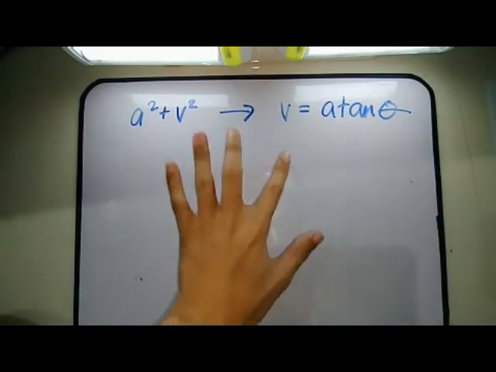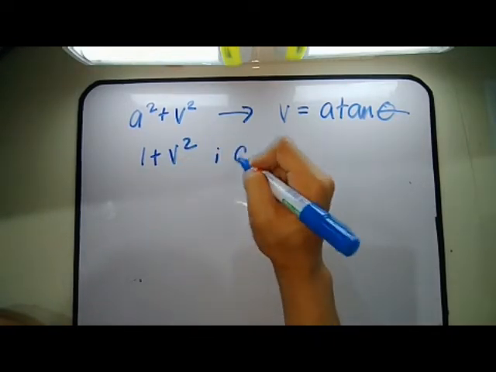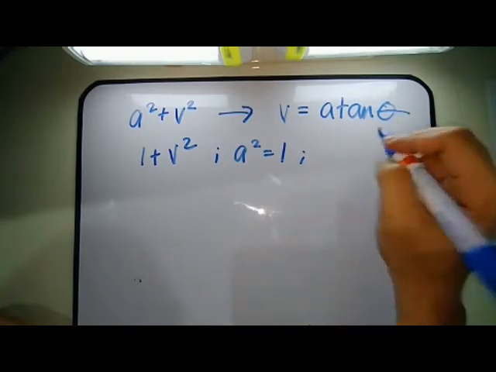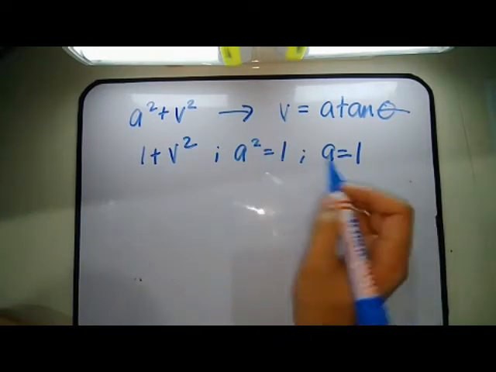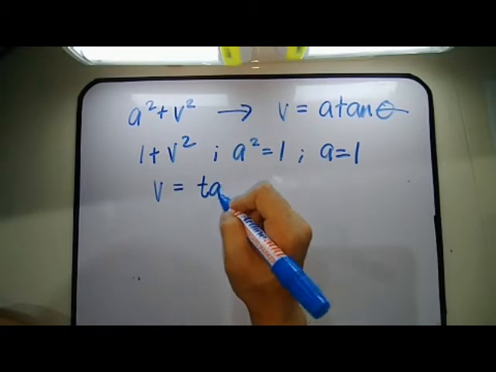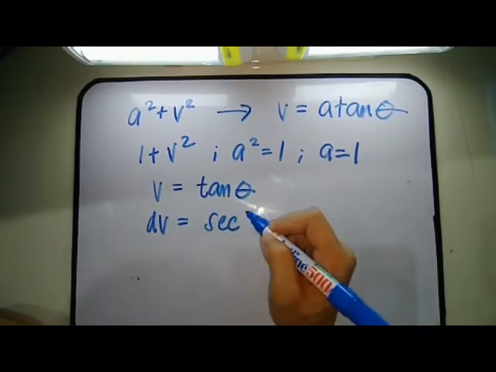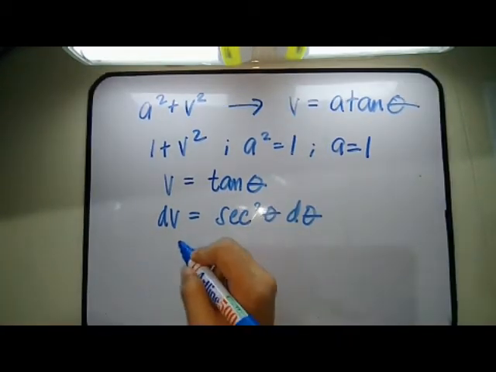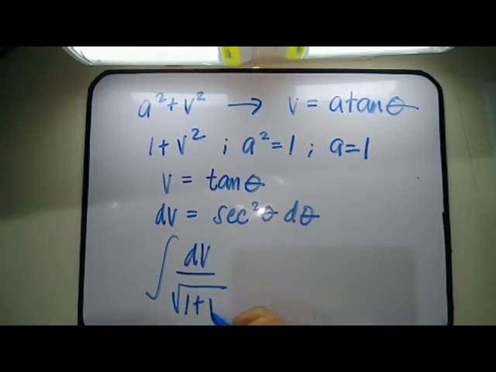Okay? So, therefore, here, ang expression natin, guys, is 1 plus v squared. Therefore, a squared equals 1. Therefore, square root of a, that is plus minus. So, consider natin yung positive lang. So, a equals 1. Therefore, here, we can say that v equals 1 tangent theta. So, derivative of v, that is secant squared theta, derivative of theta. Then, we substitute this. We have integral of dv all over the square root of 1 plus v squared.